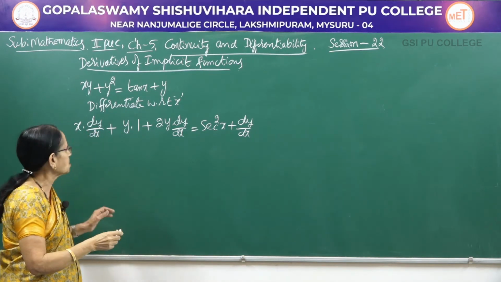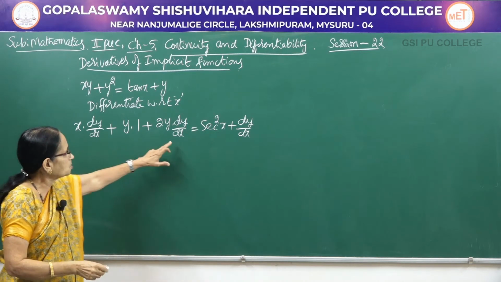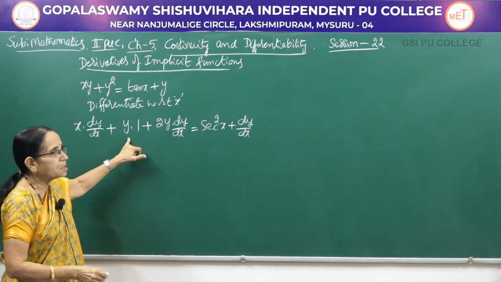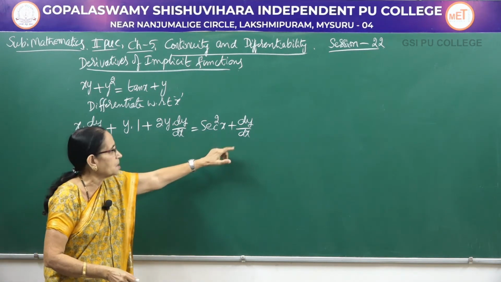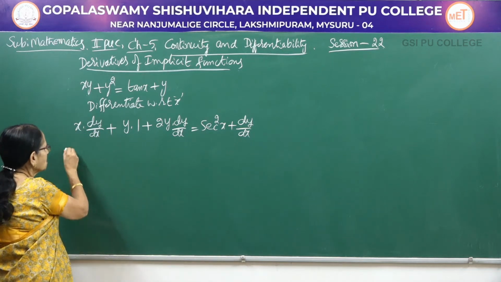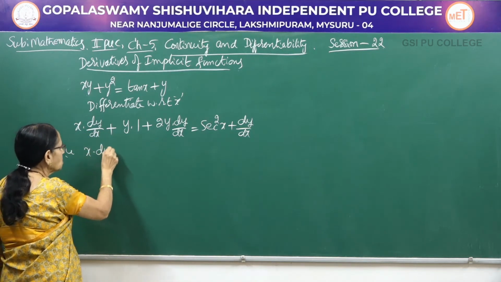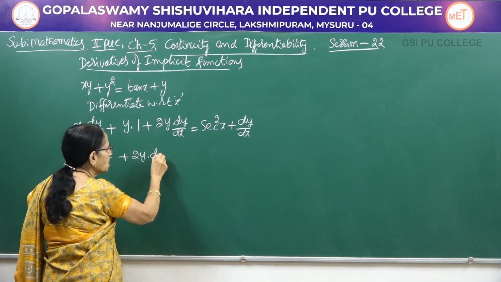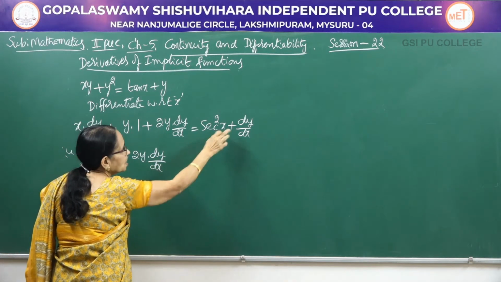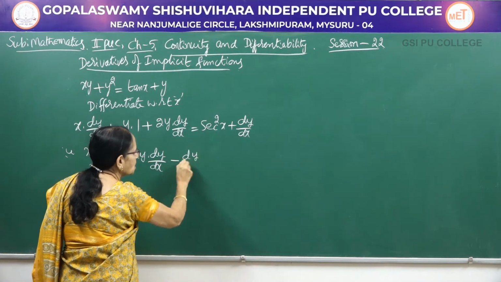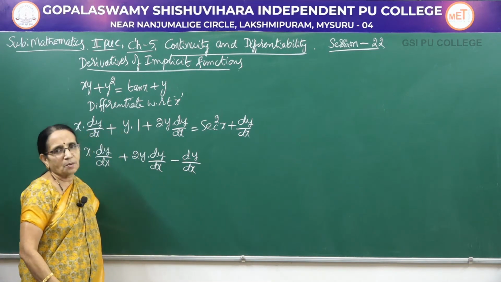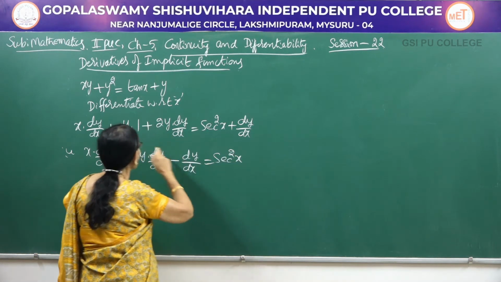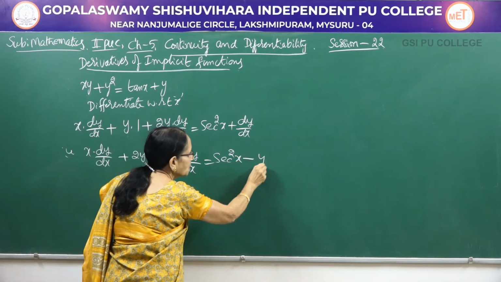Now, we have to group the terms. Now, look at this one and this one. So, 3 terms are having dy by dx as a factor. What is the remaining term here? Shift y to the right hand side, take this to the left hand side. That is, we are having x into dy by dx plus 2y into dy by dx, and dy by dx, when you take it to the left hand side, becomes minus dy by dx. And what is remaining on the right hand side is secant square x, and plus y becomes minus y.